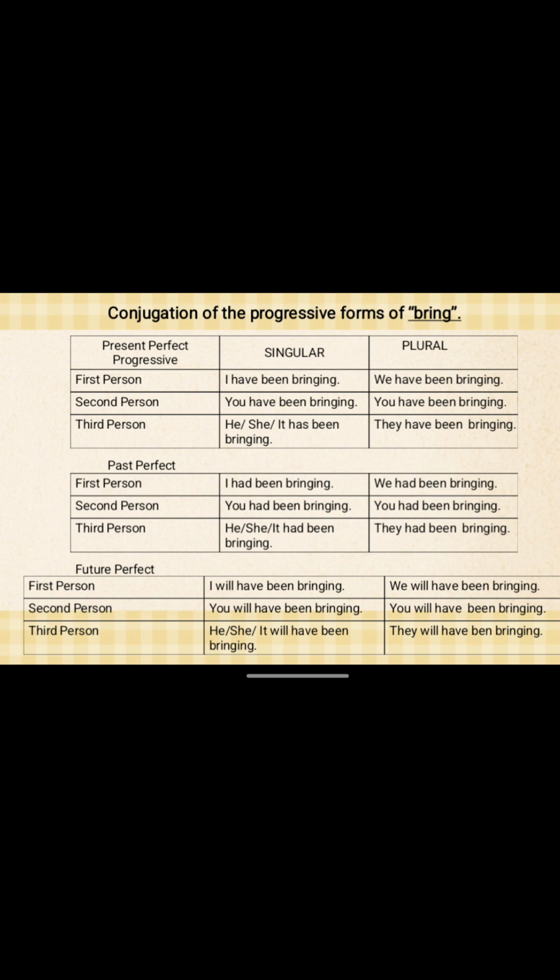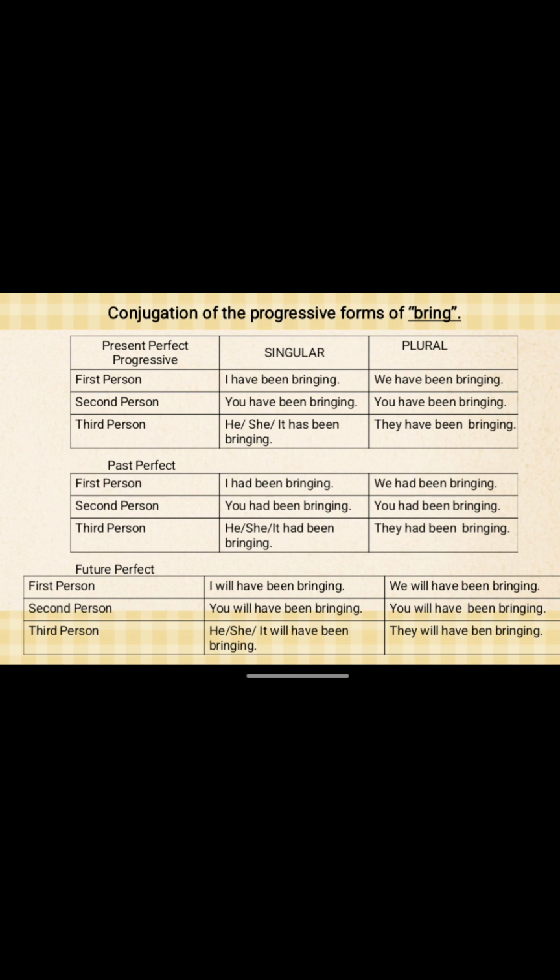So first we have here present perfect progressive. So what is present perfect progressive? It is the action that started in the past and continues now. The structure we use here is have, has, been, plus verb ing. So first person in the singular, I have been bringing. Second person, you have been bringing. Third person, he, she, it has been bringing.